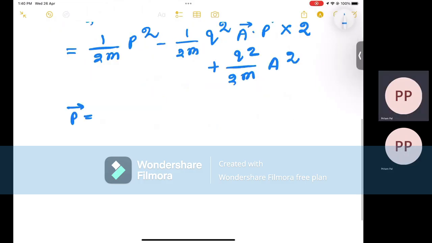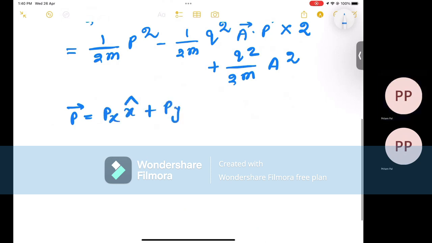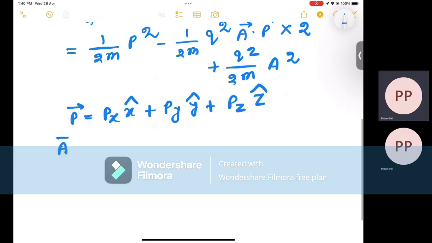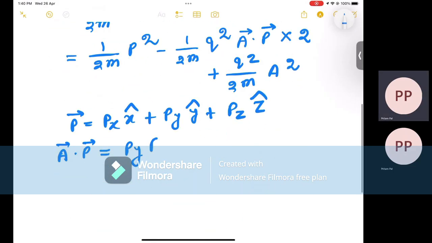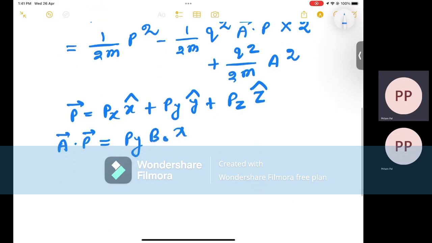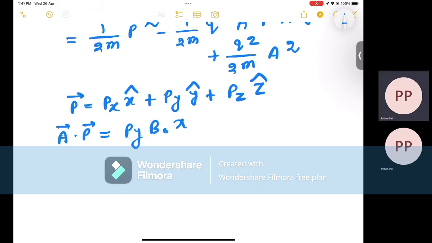P is your Px x plus Py y plus Pz z. So if we simply take A dot P, what will happen? Only this term will exist, right? So Py, that is B naught x. So we write that.